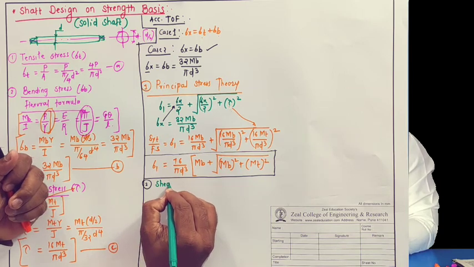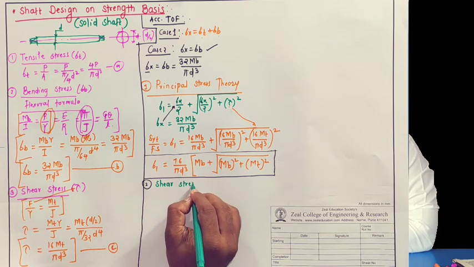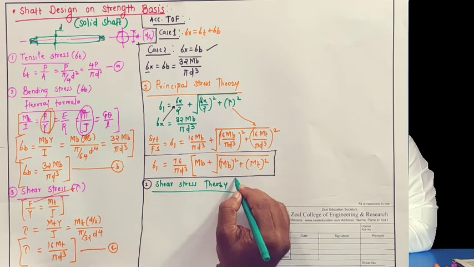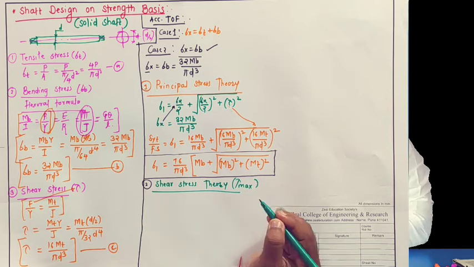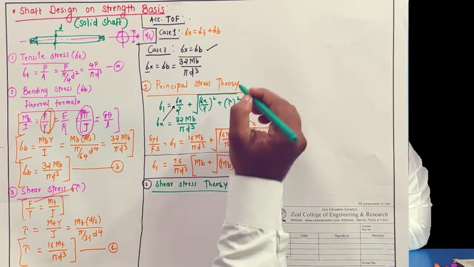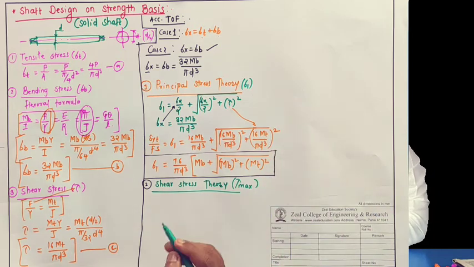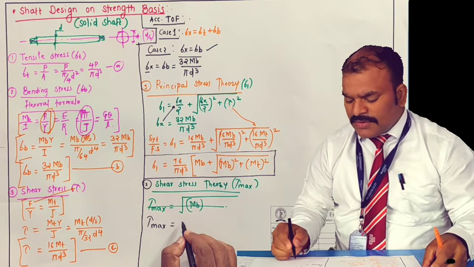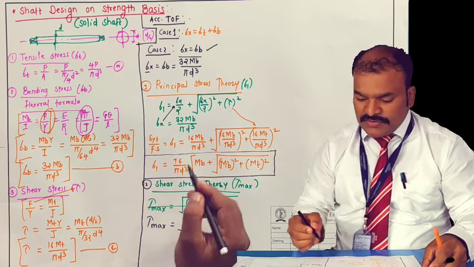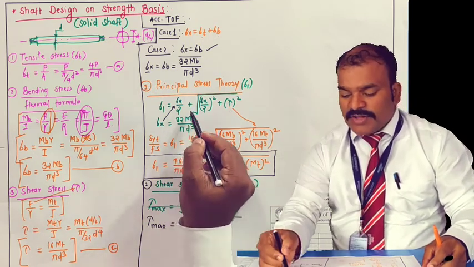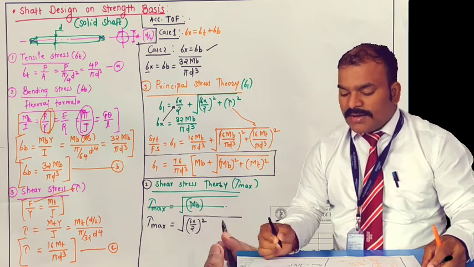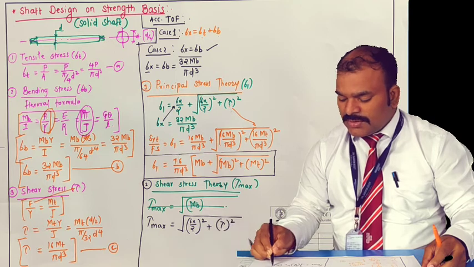So I'll write the shear stress theory. What does it indicate? That is the maximum shear stress, tau max. We make the notation tau max, as here we took sigma 1. So tau max is the notation. Tau max is equal to square root of, instead of the equation we wrote for sigma 1, the equation will be (sigma x by 2) bracket square plus tau square.